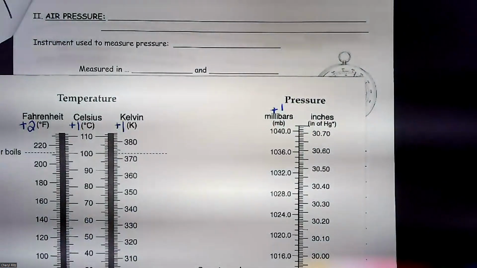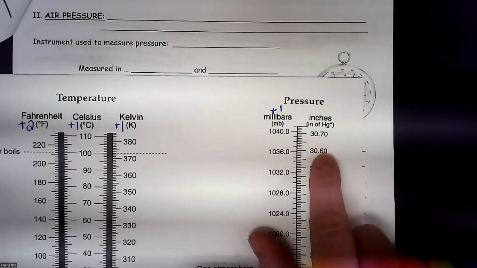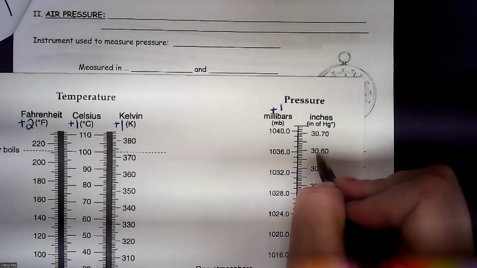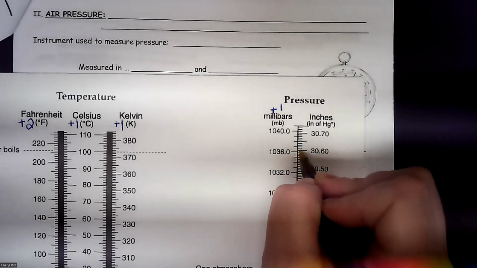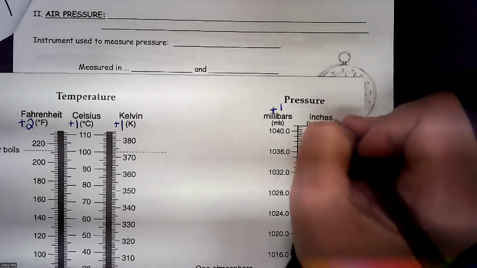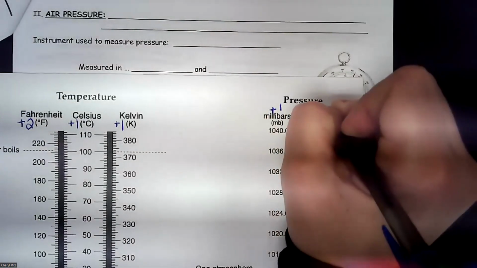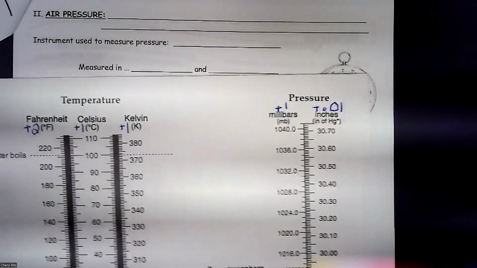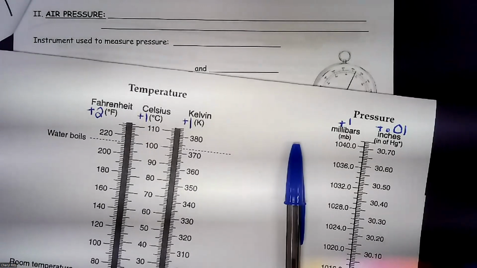What's this side going up by? We have 30.6 and 30.7. Here's 30.60, here's 30.61, 0.62, 0.63, 0.64, 0.65. So this side's going up by 0.01. You're going to practice with all the stuff we've learned so far tomorrow, okay?